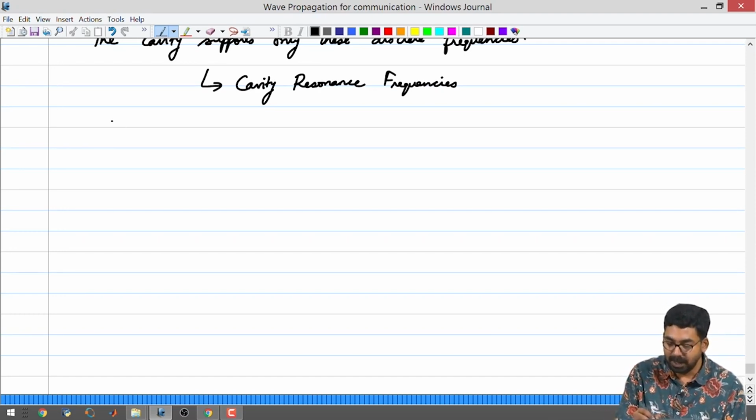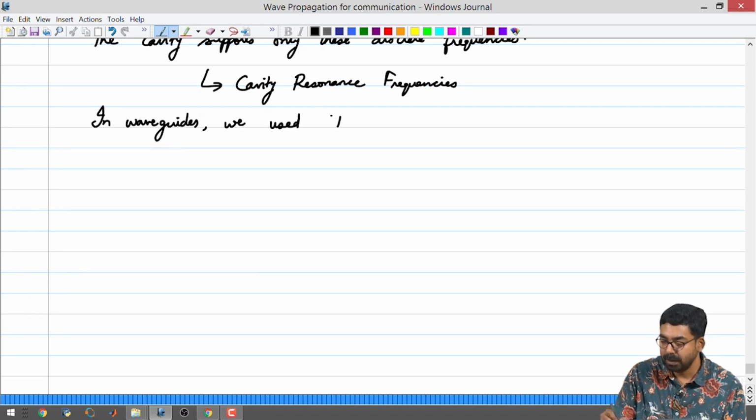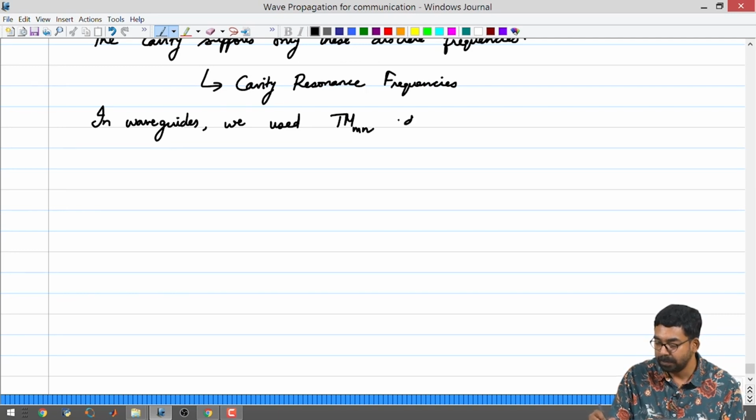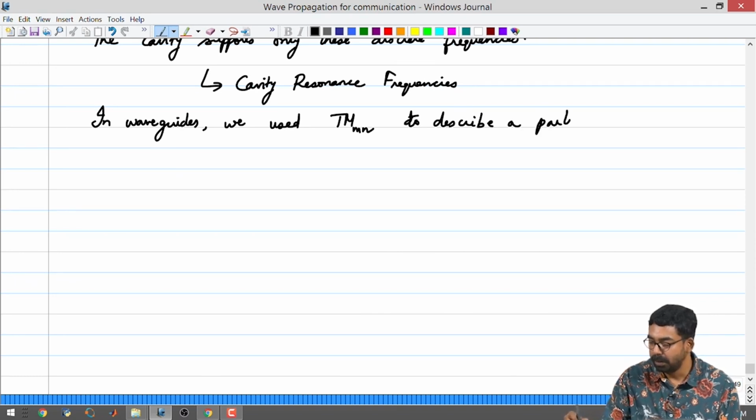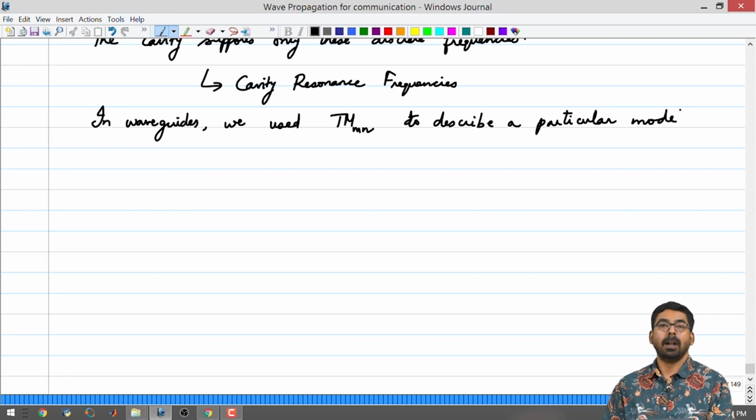Just like in the waveguides, we used TM, say mn, to describe a particular mode whose cutoff frequency can be calculated by using the field descriptions that we had before.